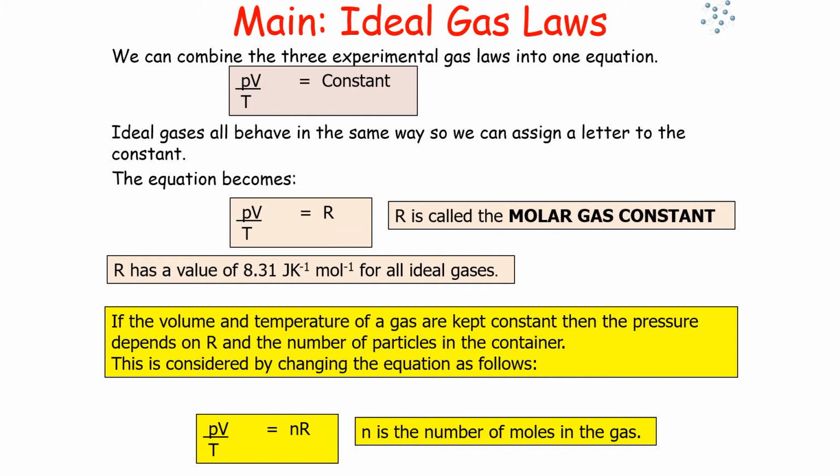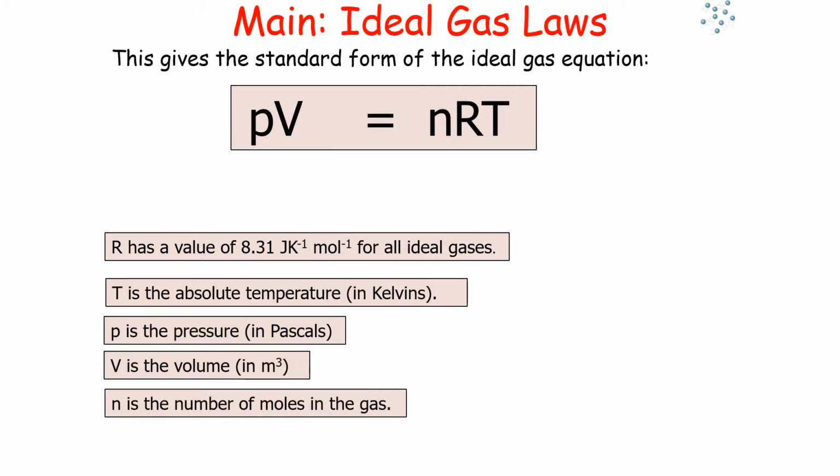Now we can rearrange this to give the standard form of the ideal gas equation, which is PV is equal to nRT, where R is the molar gas constant and is 8.31 joules per Kelvin per mole for all ideal gases. T is the absolute temperature of the gas in kelvins, P is the pressure of the gas in pascals, V is the volume of the gas in meters cubed, and n is the number of moles in the gas.